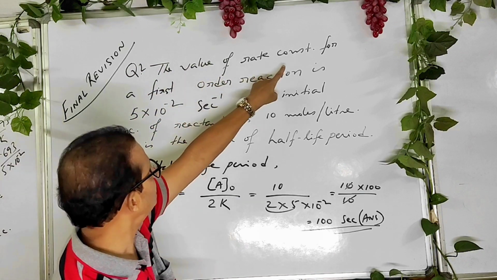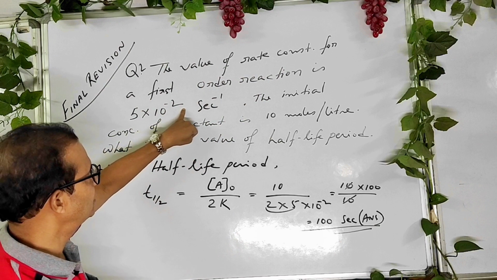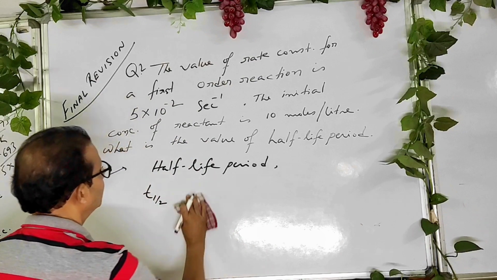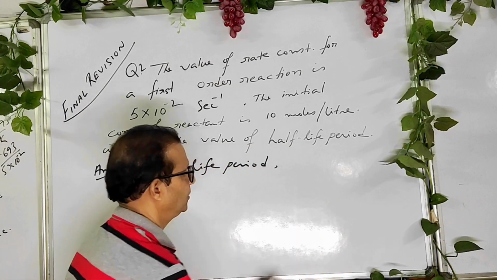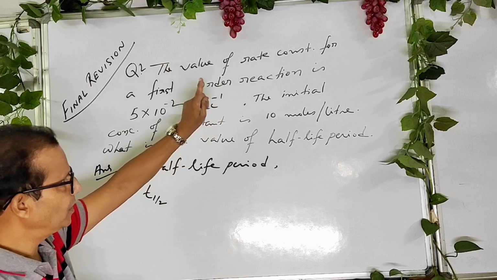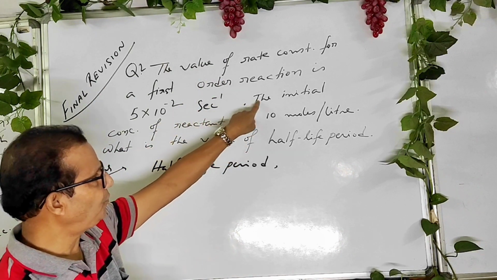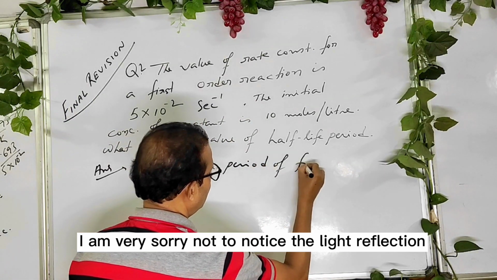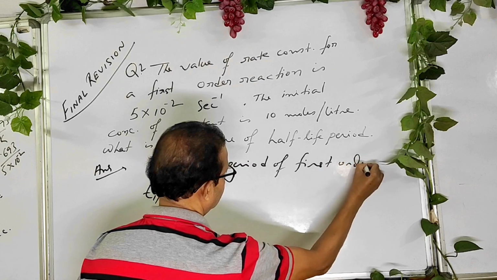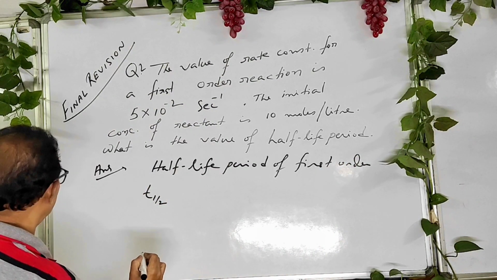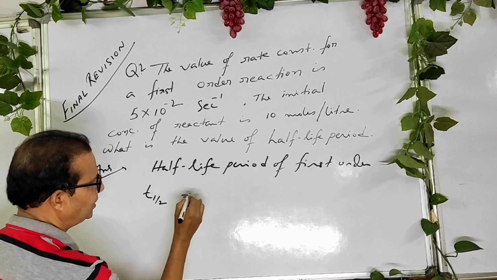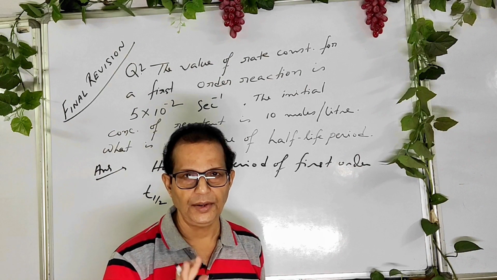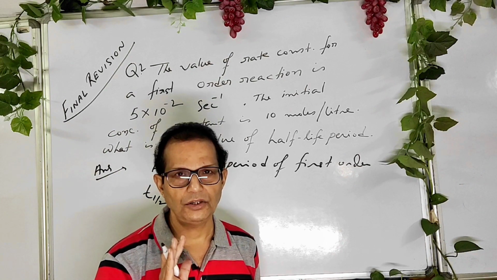The value of rate constant for a first order reaction is this. The initial concentration of the reactant is given. What is the value of half-life period? Actually, this sentence is given to confuse you, okay? The half-life period of first order reaction is independent of the initial concentration of reactant. Remember it, the half-life period of first order reaction is independent of initial concentration of reactant.